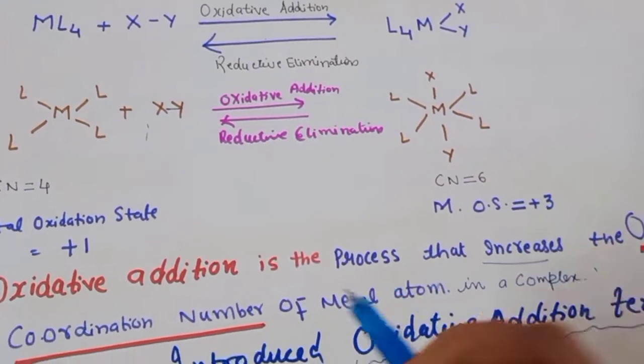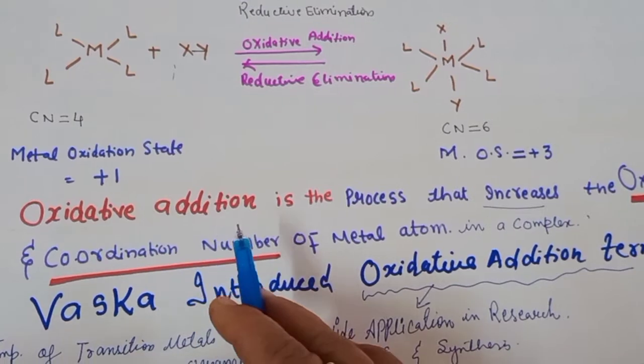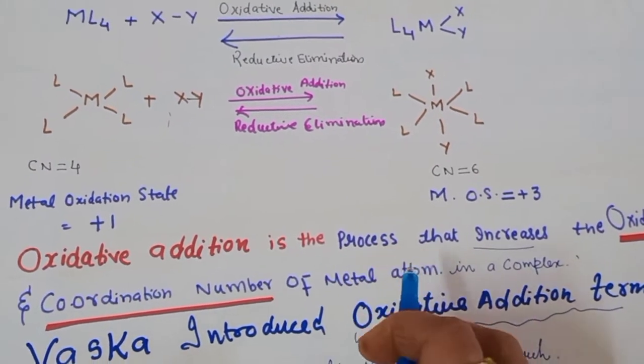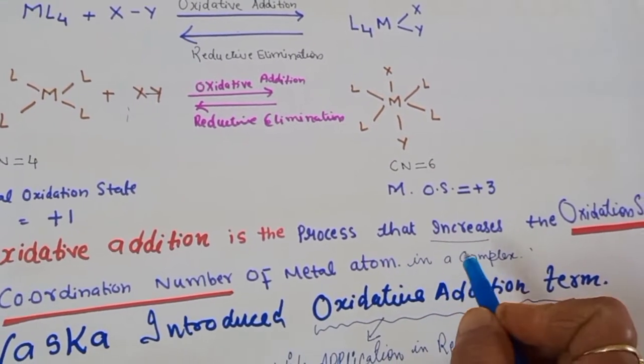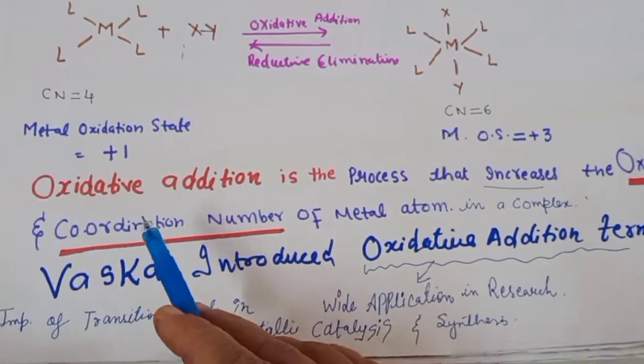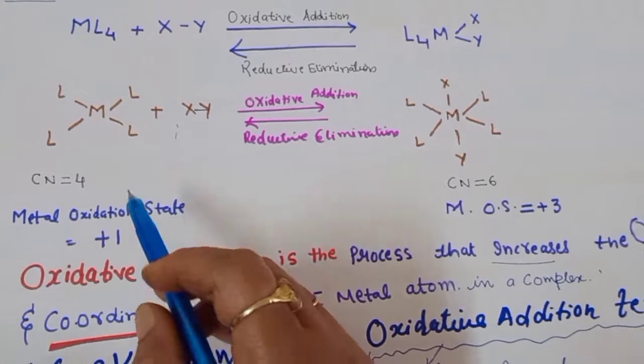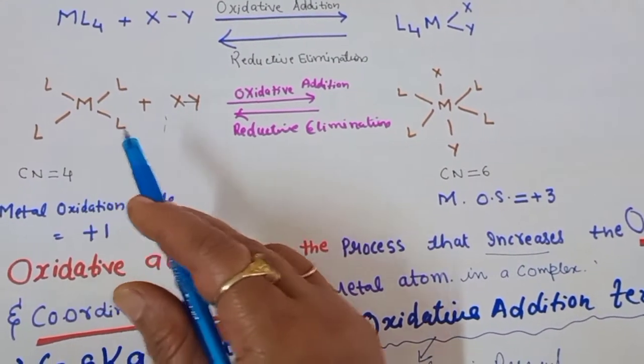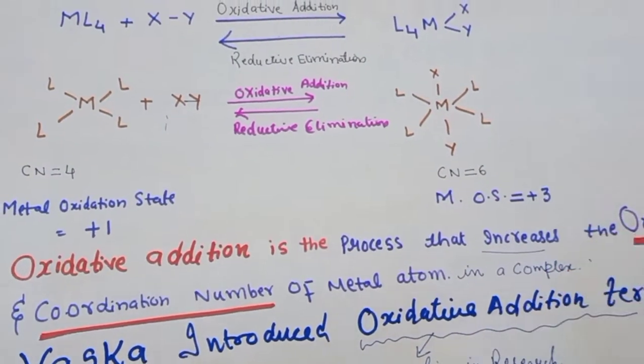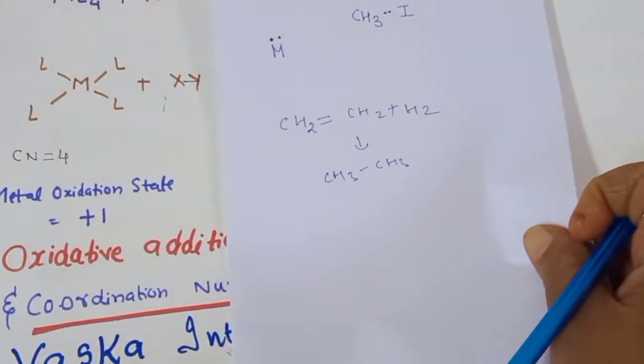So what is the oxidative addition reaction? In simple words we can say that oxidative addition is a process that increases the oxidation state and the coordination number of the metal atom in a complex. So here the oxidation state in the beginning was +1 and it is now +3. Why does this increase in the oxidation state take place here?